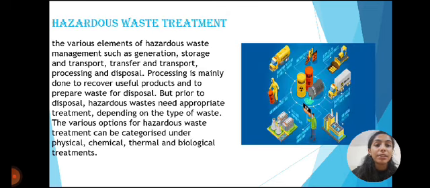Hazardous waste treatment. The various elements of hazardous waste management are generation, storage and transport, processing, and disposal. Processing is mainly done to recover useful products and prepare the waste for disposal. But prior to disposal, hazardous waste needs appropriate treatment depending on the type of waste. The various options for hazardous waste treatment can be categorized under physical, chemical, thermal, and biological treatment.